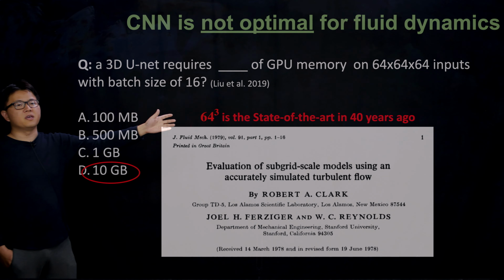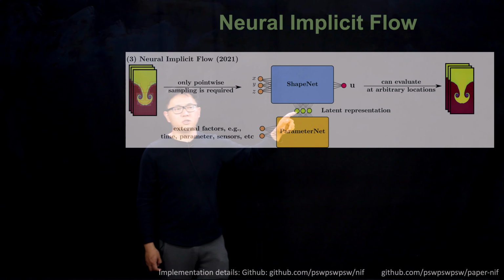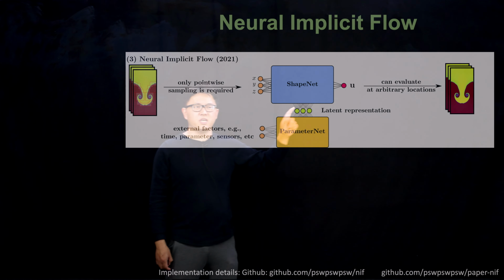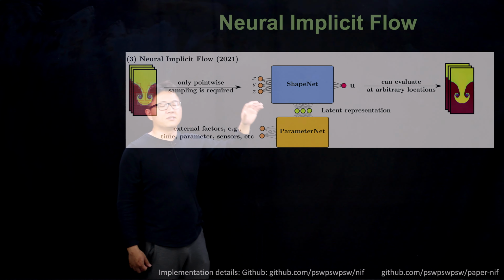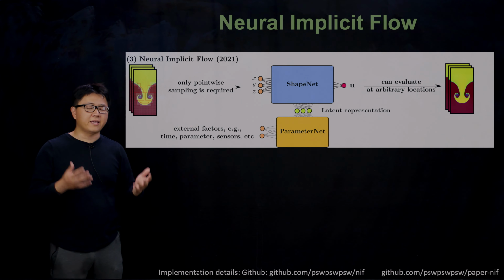Okay, so the output of the parameter net is the weights and biases of the ShapeNet. In between, there's a bottleneck layer over there, which is basically a latent representation. From the latent representation to the weights and biases of the ShapeNet, it's a single linear layer. So you can see now that neural implicit flow only takes pointwise inputs. Therefore, it can naturally apply to adaptive mesh refinement datasets.